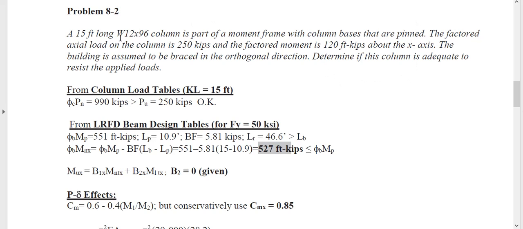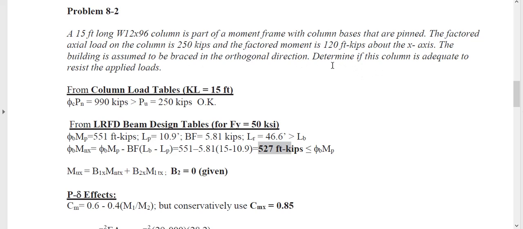The factored axial load on the column is 250 kips. The factored moment is 120 feet-kips about the x-axis. The building is assumed to be braced. It is a moment frame, and at the same time it is braced. Braced means no lateral sway. Determine if this column is adequate.